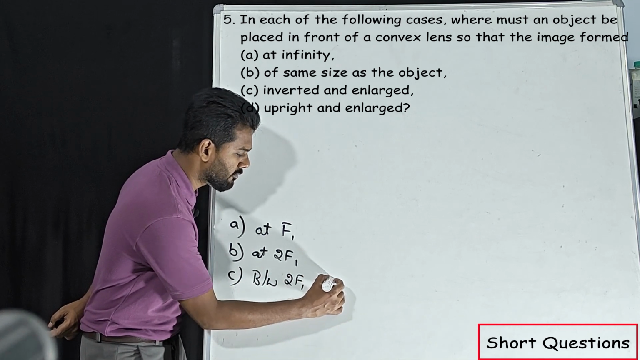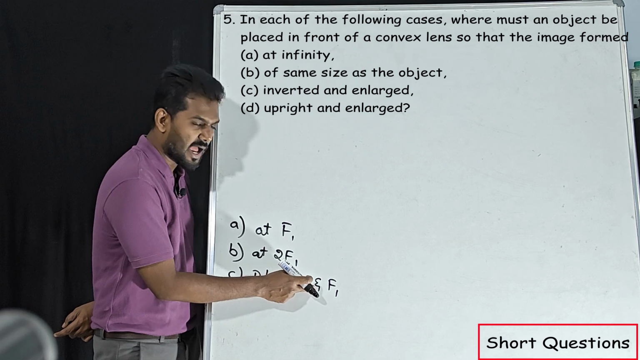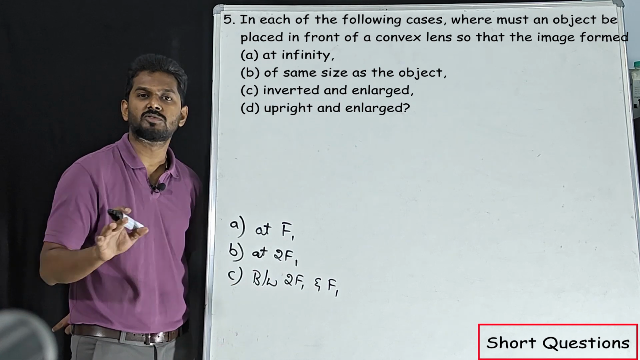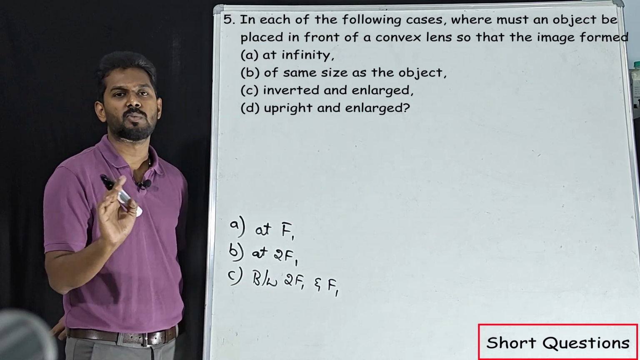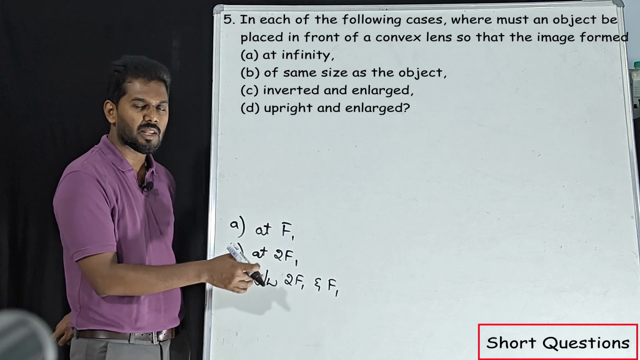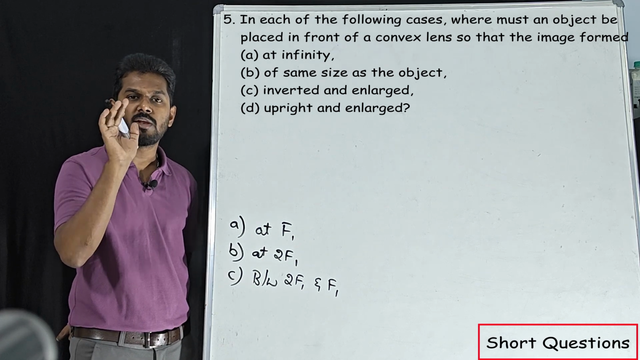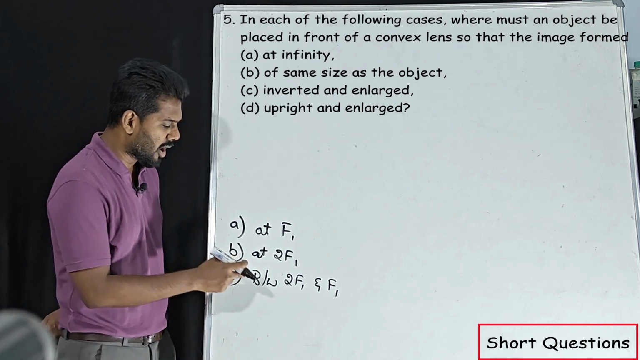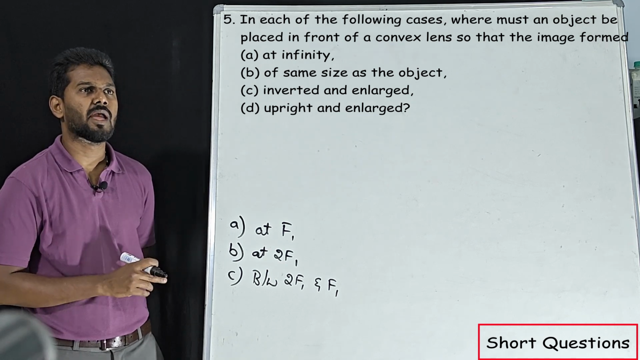2F1 and F1, so here this is 'and' between; short forms you should not use in the exam. You are going to lose marks for every question. If you do like this, more than 15 marks you are going to lose. So all these short forms you have to avoid in the exam.